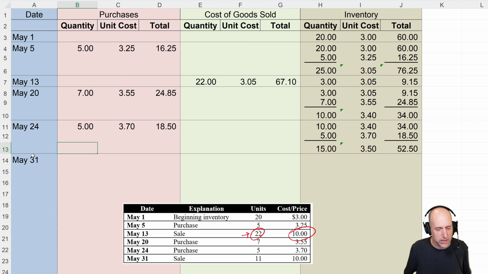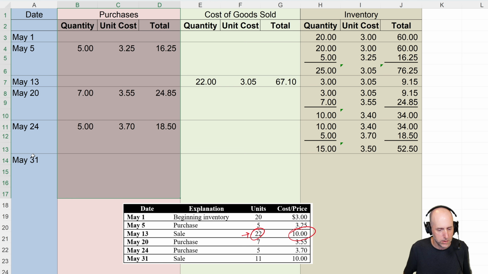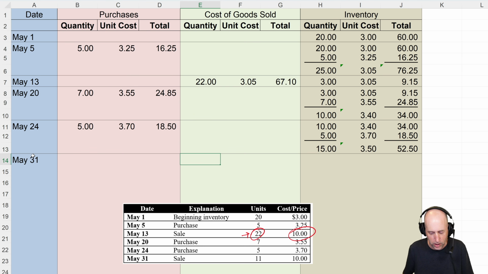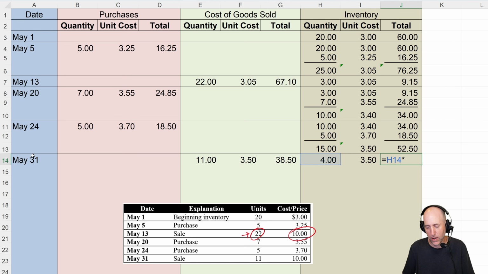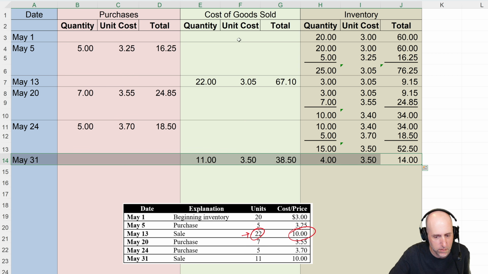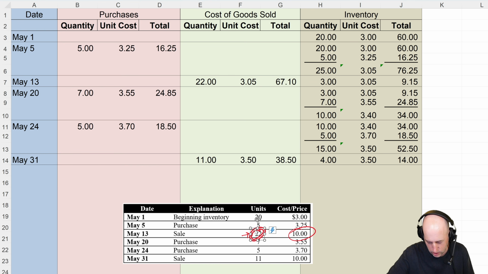May 31st, we make a sale. So no purchases on May 31st. We're not going to use this section. We're going to use our cost of goods sold section. We sold 11 units. We have to say, what's the average cost of our inventory? Well, we've just done all this work to say the average cost of our inventory is 3.5. 11 times 3.5 is 38.5. I had 15 units. I sold 11. What do I have left? I've got 4 units left. Average cost is 3.5. 4 times 3.5 is $14. And we're done. So we have done our inventory record for this company, for this situation.